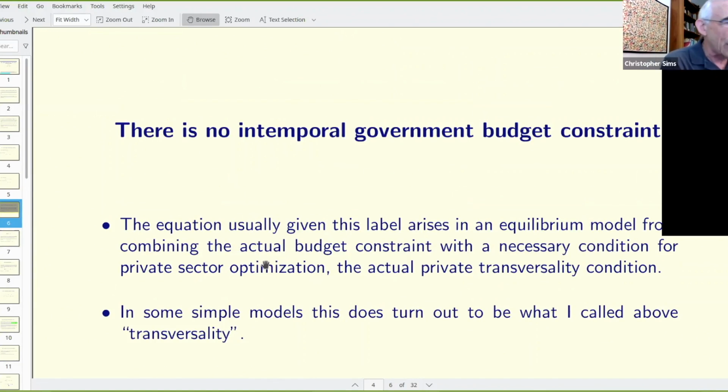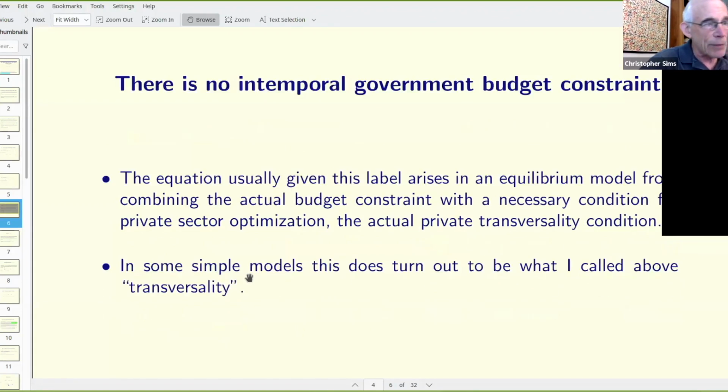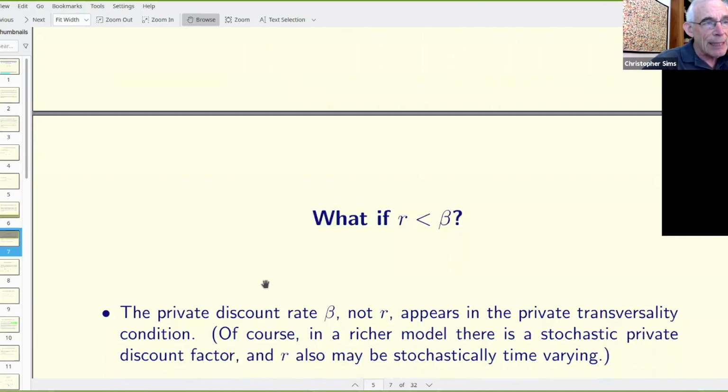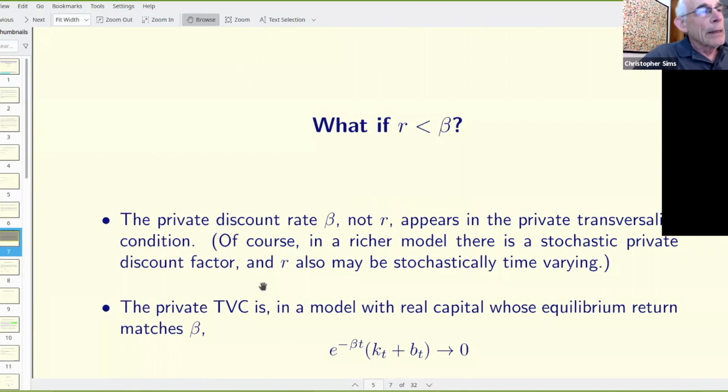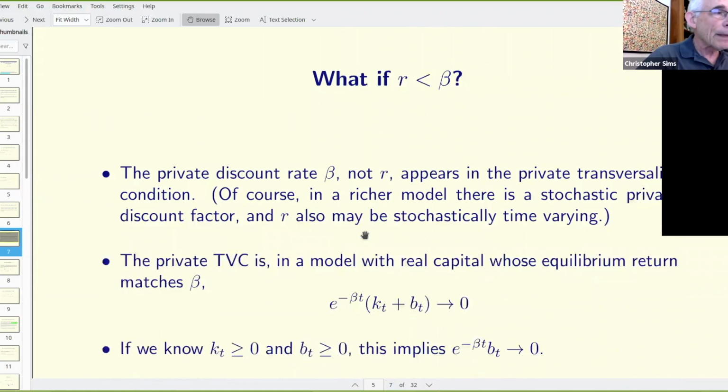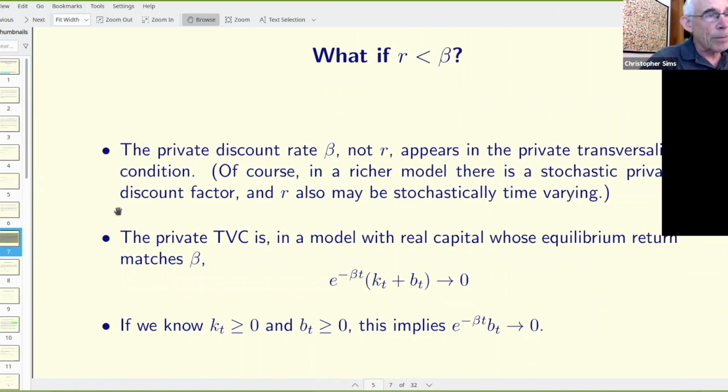The actual private transversality condition in some simple models does turn out to be what I label transversality there. But if R is less than the agent's discount rate beta, it's the private discount rate beta, not R, which appears in the private transversality condition. Of course, in a richer model, there would be a stochastic private discount factor, and the R could be time varying, but we're going to stick to simpler perfect foresight cases.